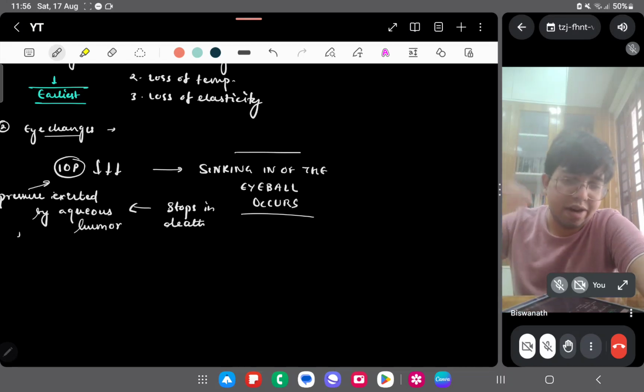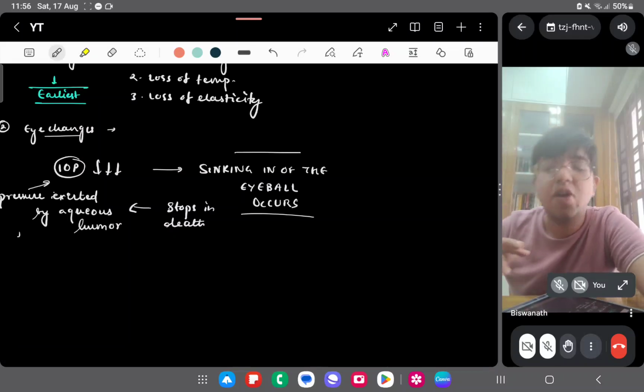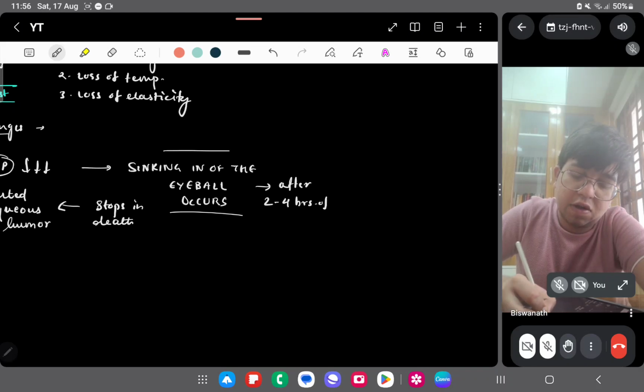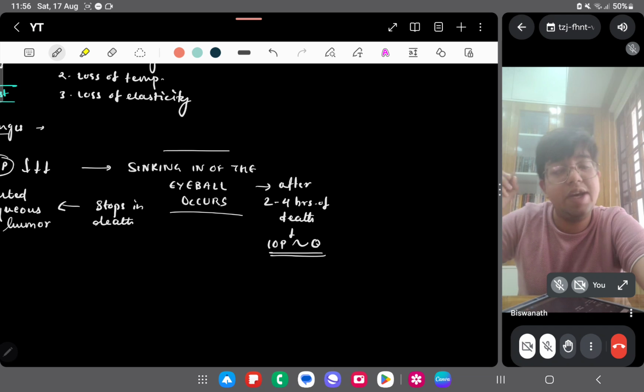The intraocular pressure reduces to even 50% 30 minutes after the death, and after 2 to 4 hours of death, IOP nearly becomes zero.